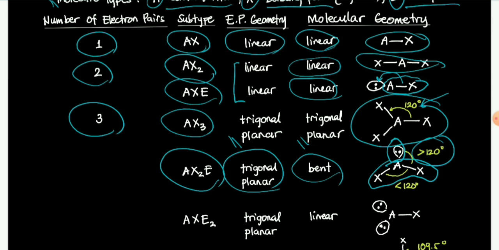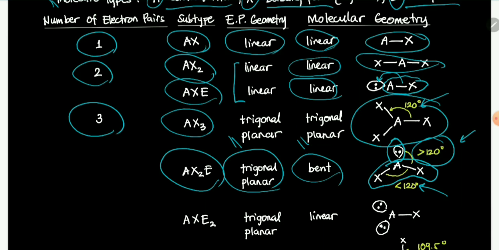Mas malaki yung nasasakop niyang space kaysa sa bonding pair. Kasi ang bonding pair natin ay constrained lang dun sa wave functions ng dalawang atom, yung ligand and central atom. So, more than 120 degrees yung na-form na angle between the electron pair or the lone pair and the bonding pair. Pero between bonding pairs, it's less than 120 degrees.